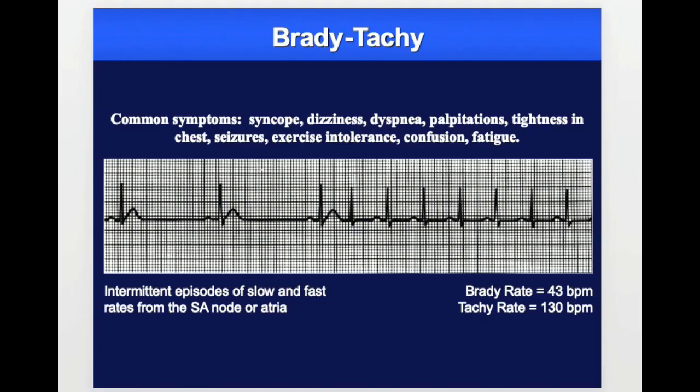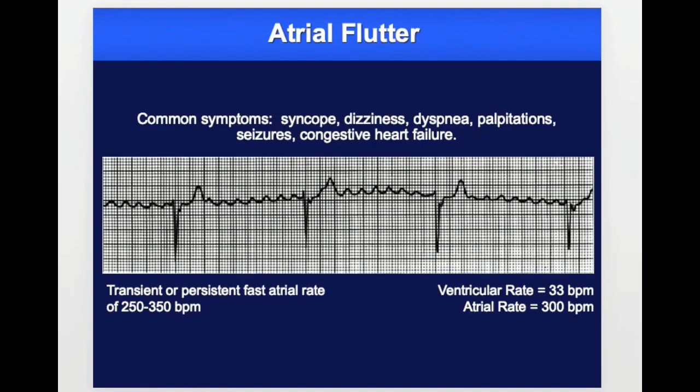You can see in the strip there is a sinus bradycardia followed by a sudden acceleration of the sinus node, which is like a tachycardia. It more or less seems to be a supraventricular tachycardia. Next in line is the atrial flutter.